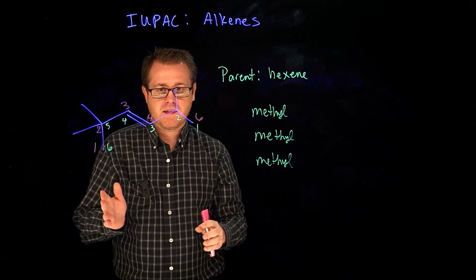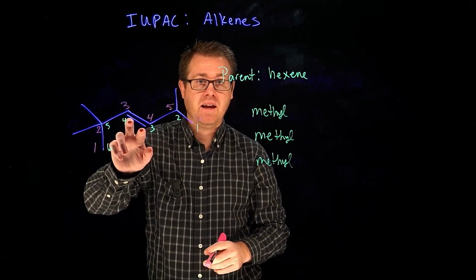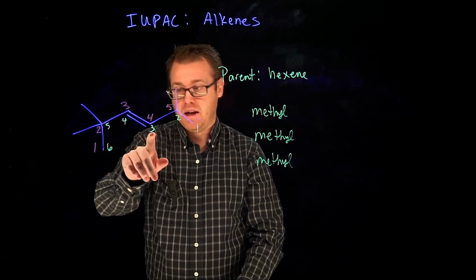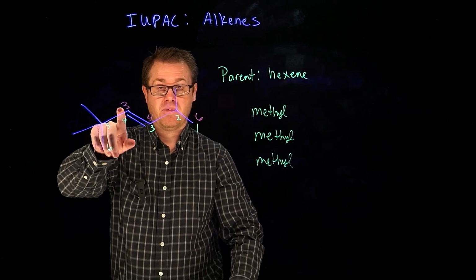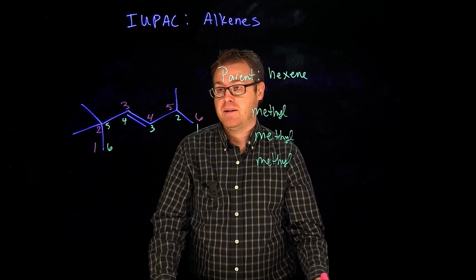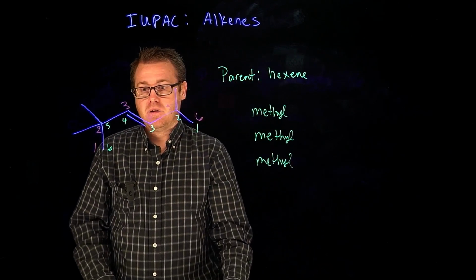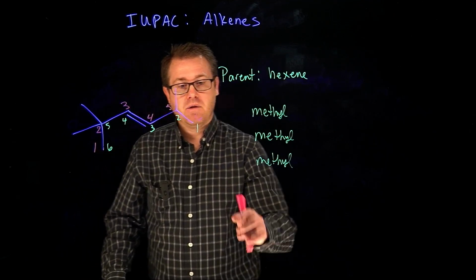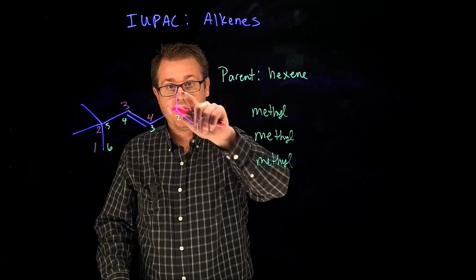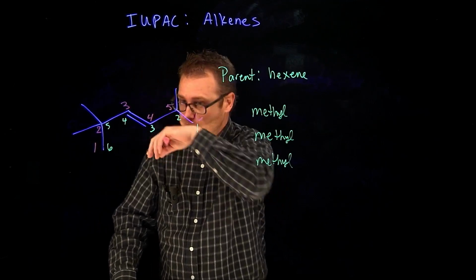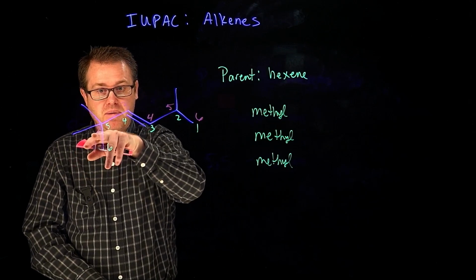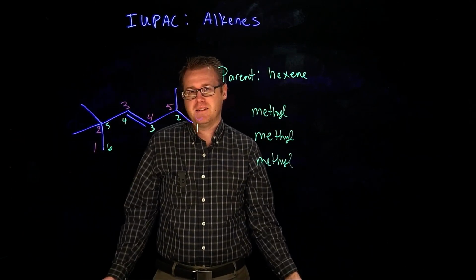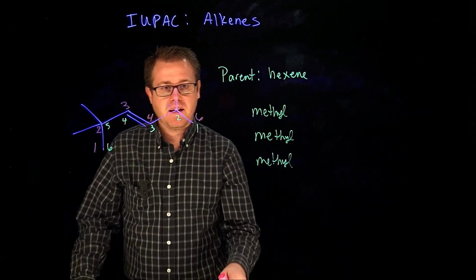Remember, our first goal is to number it to give the alkene the lowest locator number. So in the green numbers, it's at carbon 3. And in the pink numbers, it's carbon 3. So we have a tie. How do we break the tie? Looking at the substituent that we bump into. In the green numbers, we bump into our first methyl substituent at carbon 2. And in the pink, we bump into our first substituent at carbon 2. Got another tie.